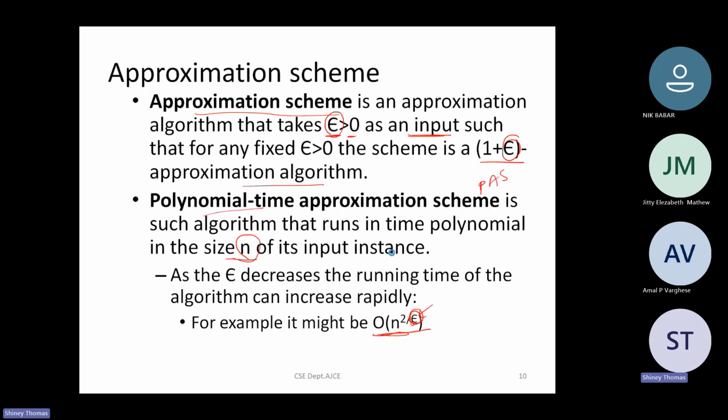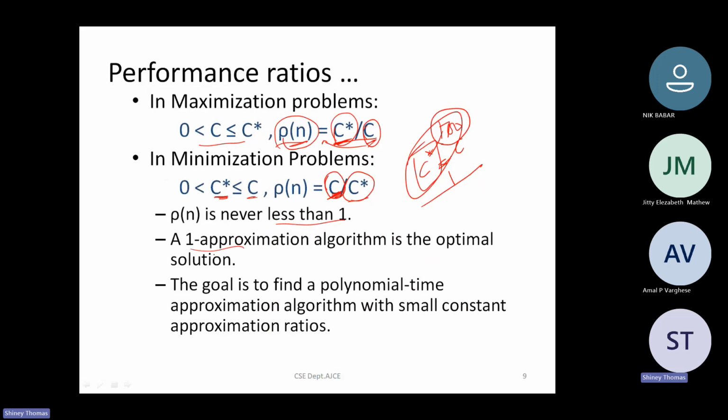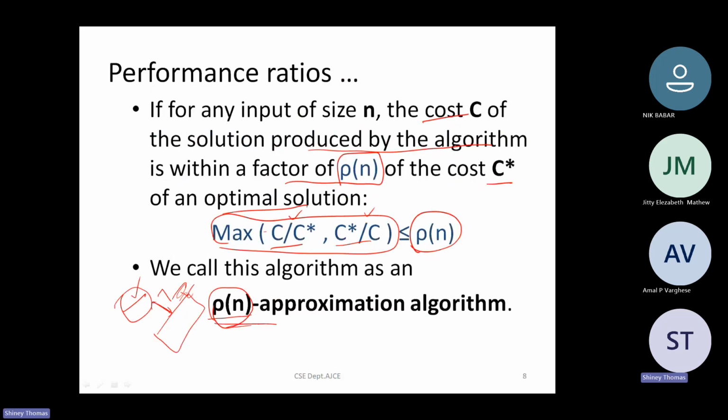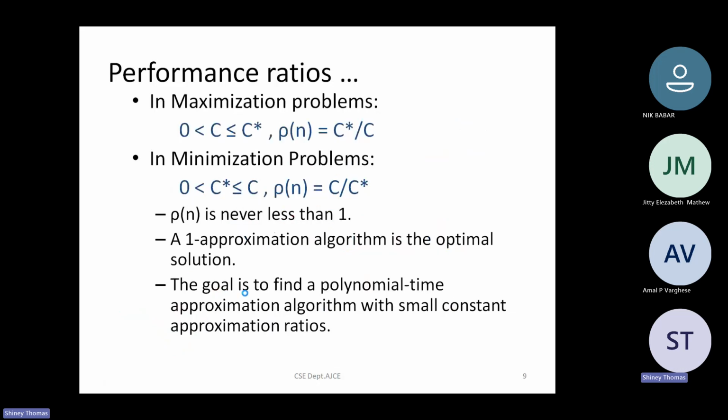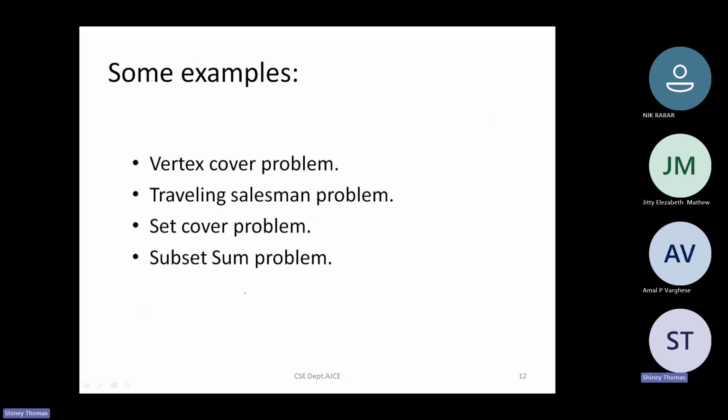Basic idea: when we learn the subset sum problem, the last method, you will be learning this fully polynomial time scheme. All the other three methods, you will be learning as rho n approximation algorithms. That is, we have three algorithms: vertex cover, traveling salesman, and the third one, set cover. So these are rho n approximation algorithms. Last, subset sum, a fully polynomial time approximation scheme. Okay, now we'll move on to the algorithms.